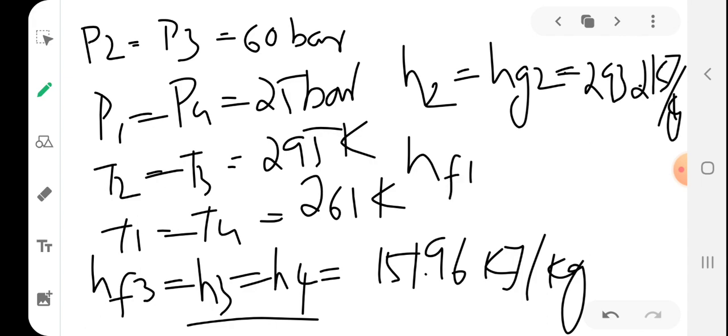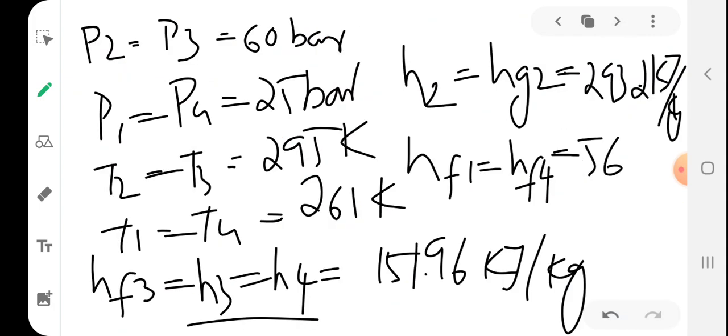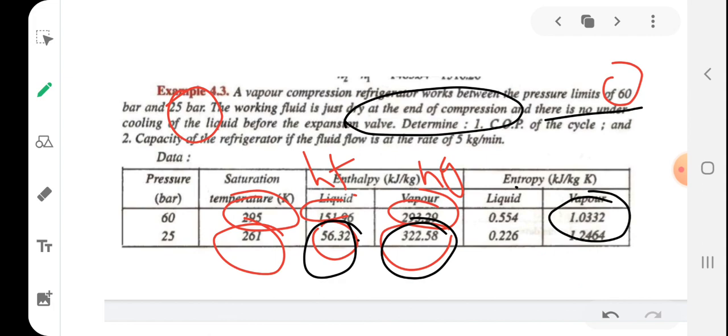HF1 is HF4 itself, both are the same, and this value is 56. HG1 or HG4 will be 332. So this much is given, and entropy values are also given. SF2 will be 0.554. So this is SG2, and this is SF2.